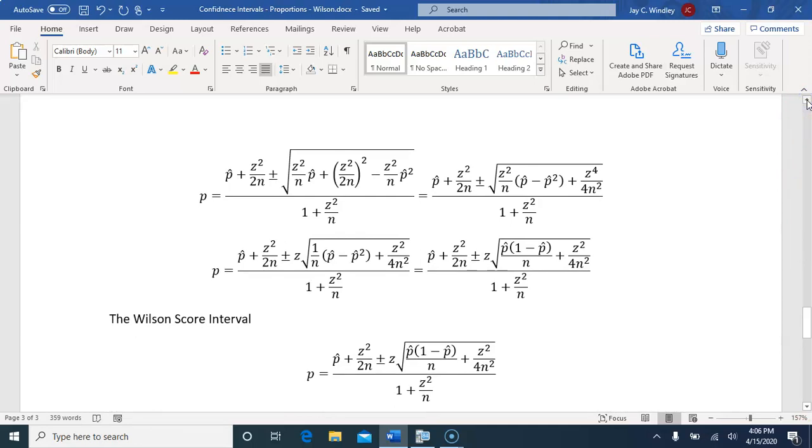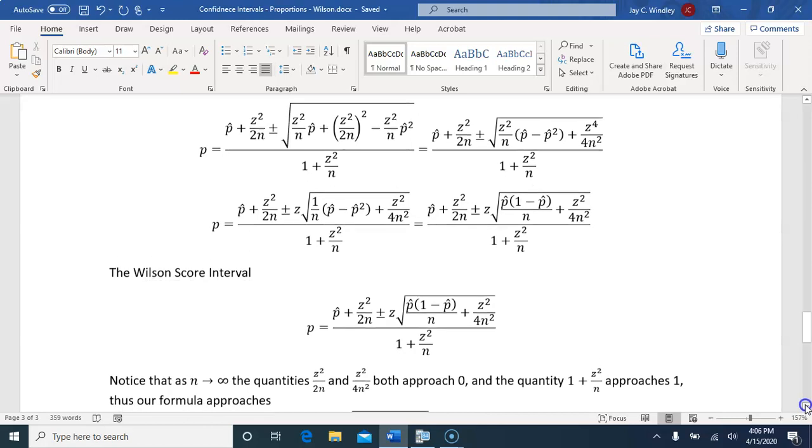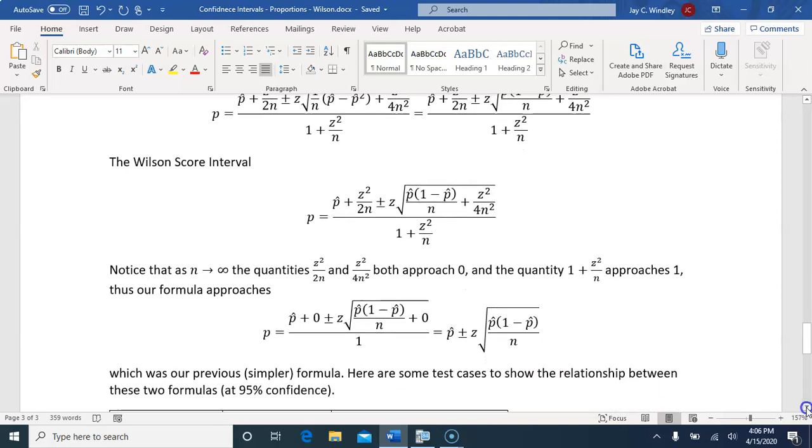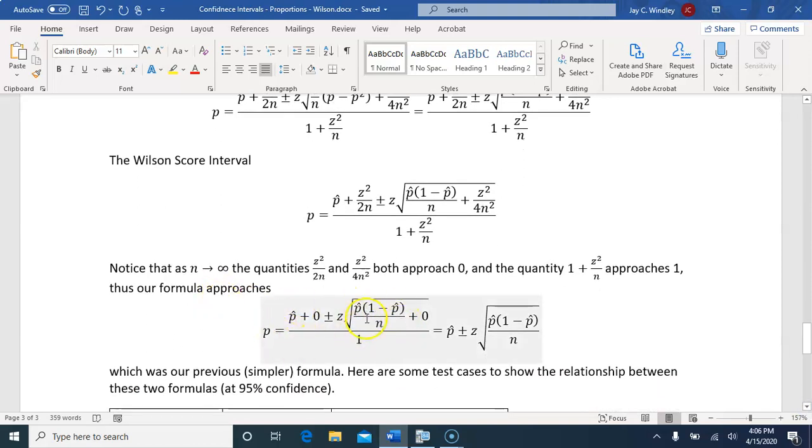And notice it has elements that we saw in the previous simpler version for a confidence interval, namely p hat plus or minus z times radical p hat 1 minus p hat over n. So that part is the same. This little term here, this little term here, and this denominator expression are all what's new. And also notice that as n approaches infinity, this quantity here approaches 0, this quantity here approaches 0, and this denominator will just approach 1. And so therefore, as n approaches infinity, the Wilson interval approaches our simpler version of the formula right here.